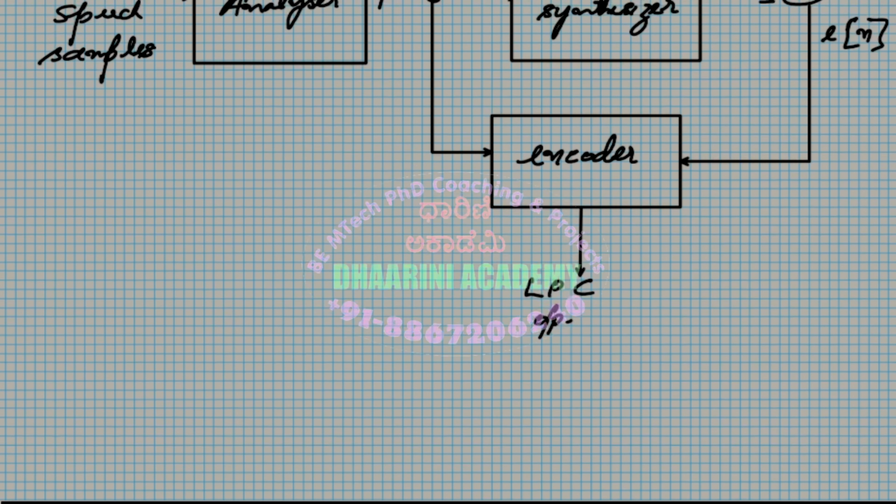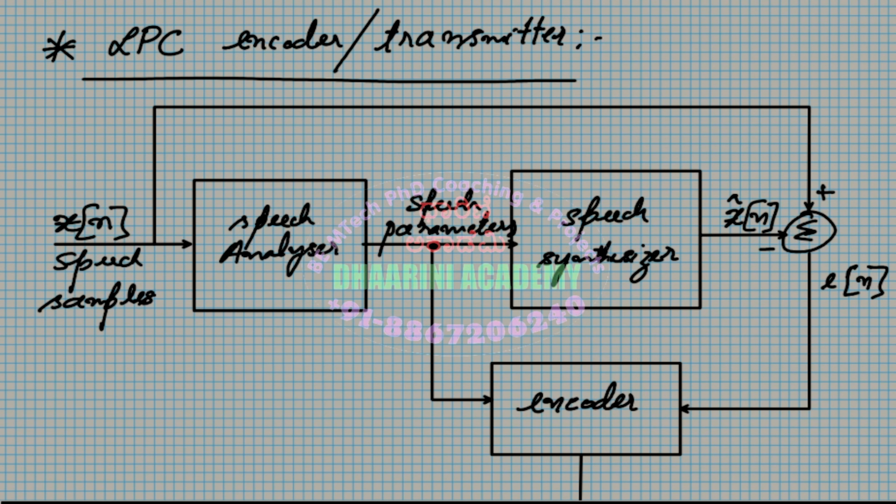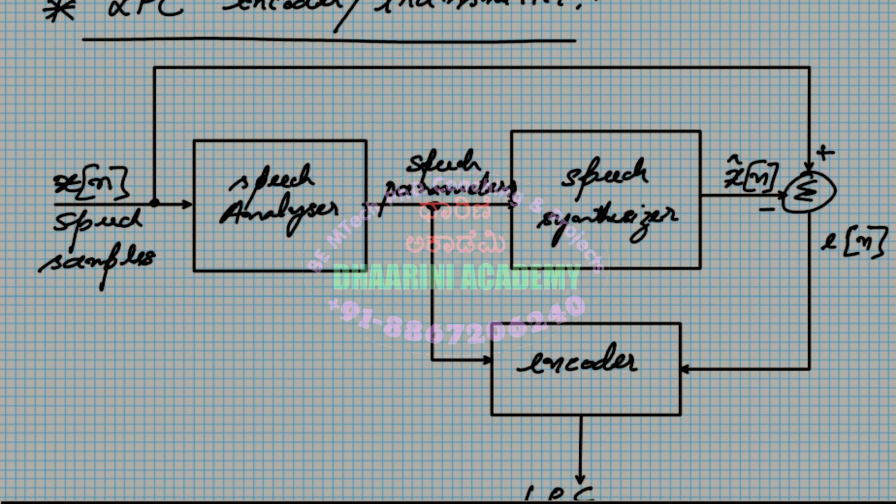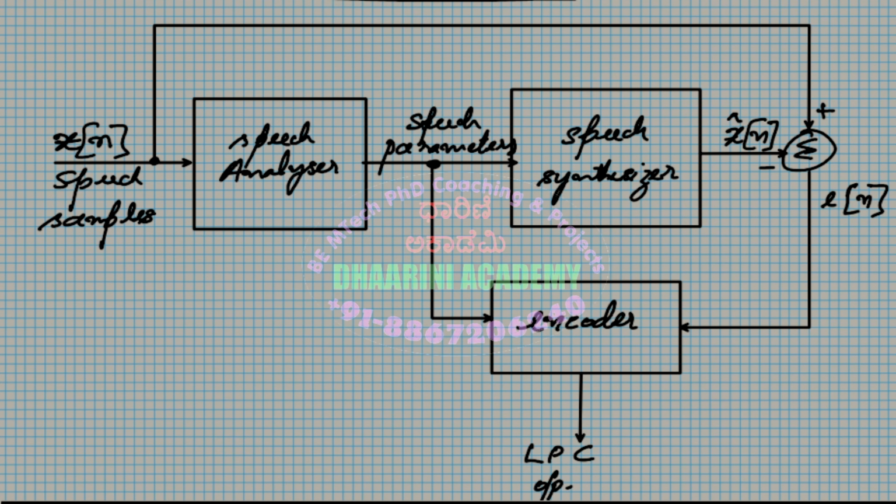So let me just check the diagram once again. The speech signal is given, it goes to speech analysis, fine. That generates the encoded parameters, passed to the speech synthesizer, which generates the synthesized or approximated signal x cap of n. X of n comes from the top, take a difference between x of n and x cap of n, and you get an error, E of n. Use the error plus the parameters in the encoder, which generates the LPC output. So this is the fundamental block diagram.